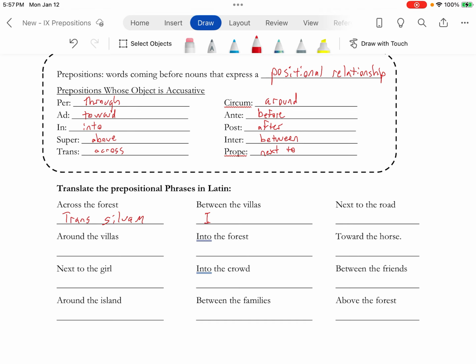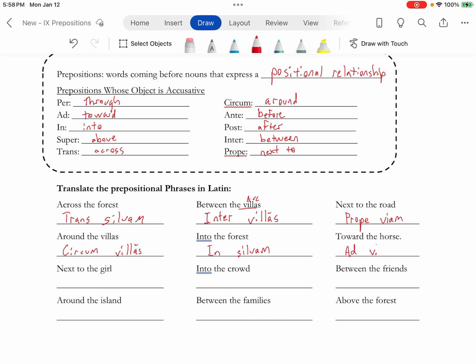Alright, between the villas. Between is inter. And then this has to be accusative because the object is accusative. So as, accusative plural. Next to the road. Next to is prope. Road is the object, so it's got to be accusative. Around the villas. Circum is around. We need to make villas accusative because it's its object. Into the forest. In, and then make forest accusative because it's the object. Silwam.